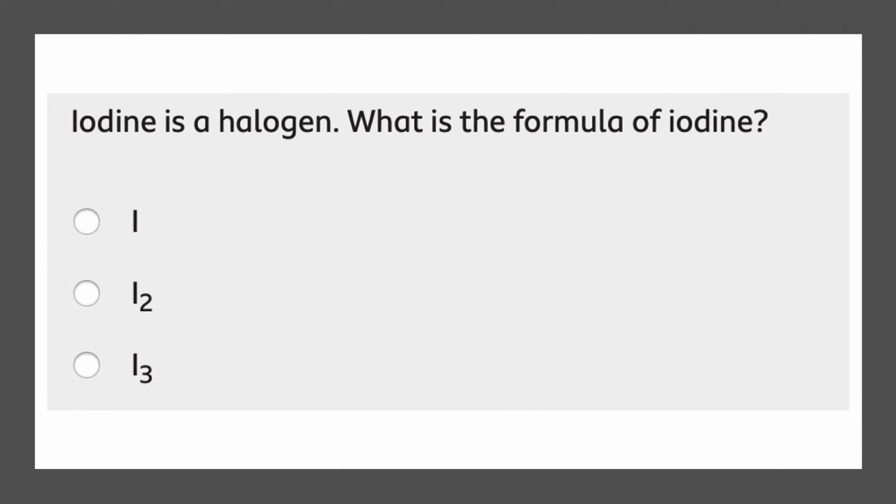Next question. Iodine is a halogen. What is the formula of iodine? So a thing you need to remember, the halogens are all diatomic. So this means they exist as pairs. So the correct answer, as you see in the periodic table, won't be I, because I is just there in the periodic table to show you the symbol of the element, but iodine exists as pairs. They're diatomic, so the correct answer would be I2, and that will give you 1 mark.